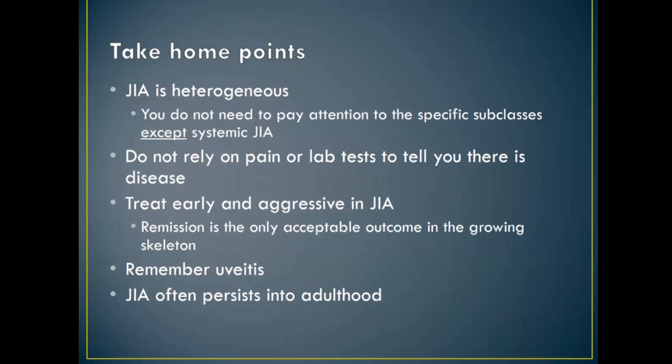These children are growing. They're, of course, different than adults. We like to get into remission with adults as well, but it's even more important in children. But of course, remember uveitis. And one thing about juvenile arthritis is you don't, quote unquote, outgrow it. It does persist into adulthood for a number of patients, but the majority of them we can get into remission and taper off medications where it will not persist into adulthood.